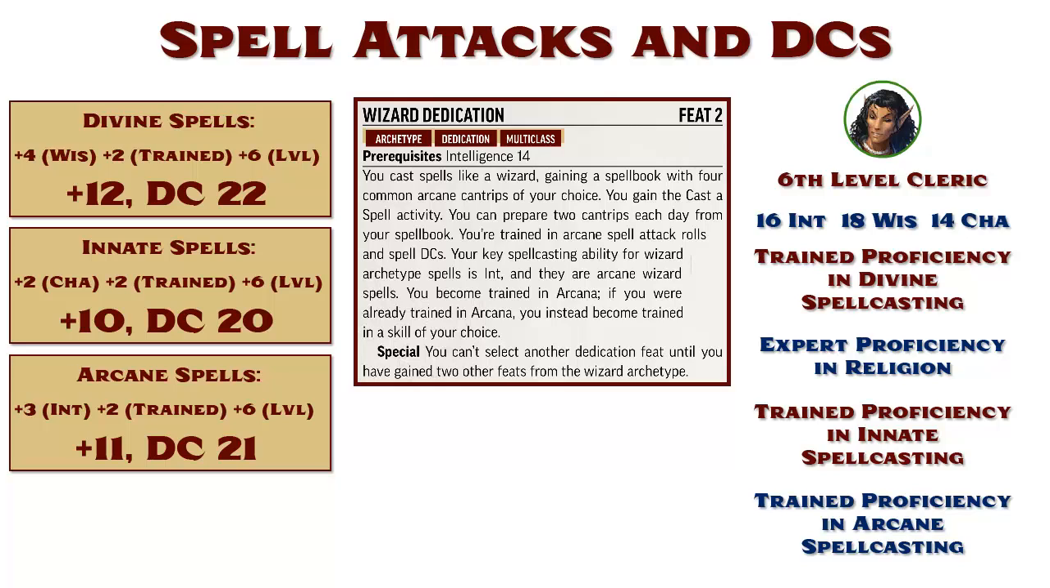So as a 6th level Cleric multiclass with Wizard, and able to cast Electric Arc innately from his ancestry, Lathander casts his cleric spells with a +12 attack bonus and spell DC of 22. He casts Electric Arc as an innate spell with a spell DC of 20, and he casts his Wizard spells with a +11 attack bonus and a spell DC of 21. 3 different sources for spellcasting with 3 different attack bonuses and DCs.